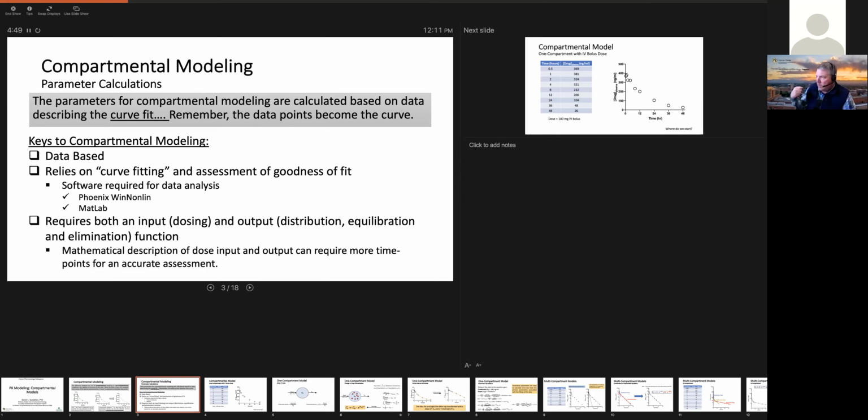You just can't dump it in there or not take it into account. In non-compartmental modeling, you really can. You don't really need to worry about modeling the in part because you just take on the up part, you handle the points the same as you do on the down part.